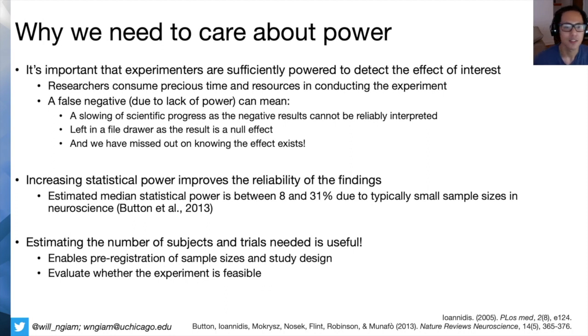And a reason to be concerned about statistical power, we know that increasing statistical power will improve the reliability of our findings, both about true positives and true negatives. But the median statistical power for neuroscience studies has been estimated to be between 8 and 31%, far lower than the standardized 80% that we expect in studies. And this is typically due to small sample sizes. So estimating the number of subjects and trials is indeed useful. It enables pre-registration of sample sizes and study design, and allows us to evaluate whether the experiment is feasible before we actually run the experiment.